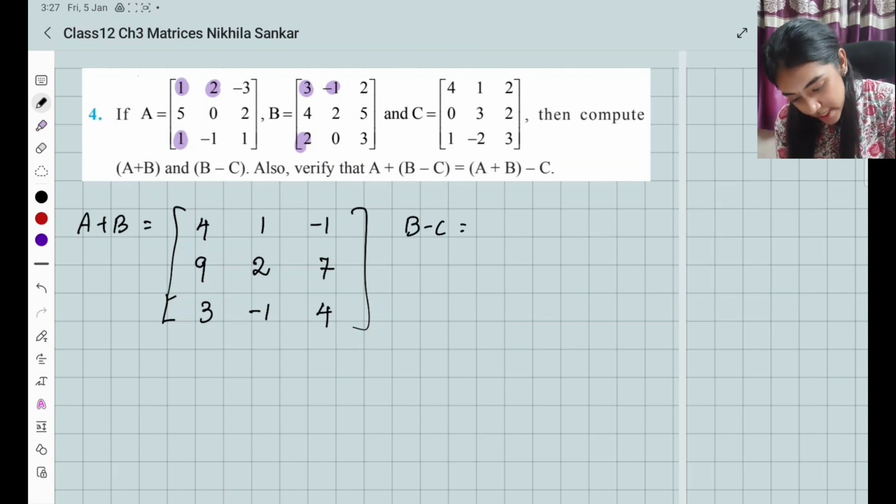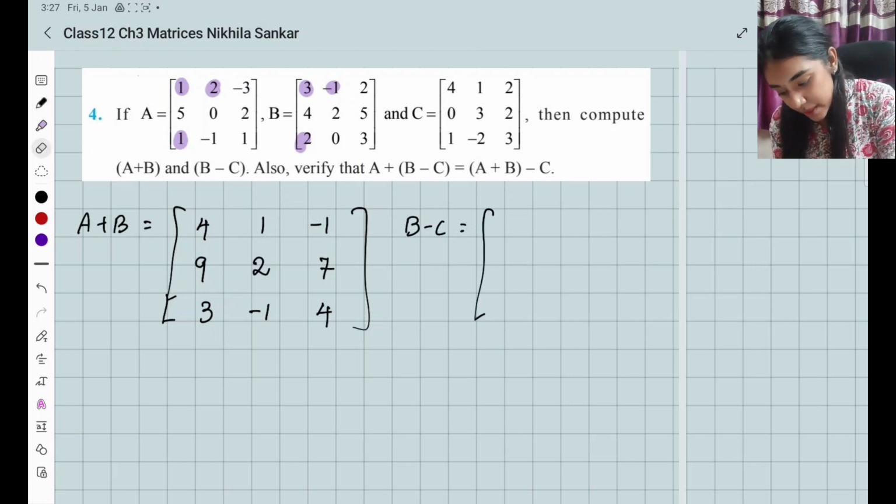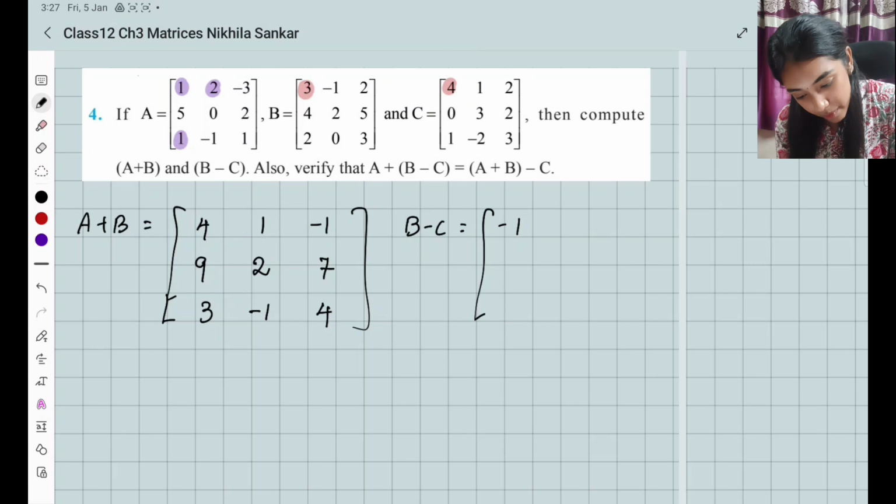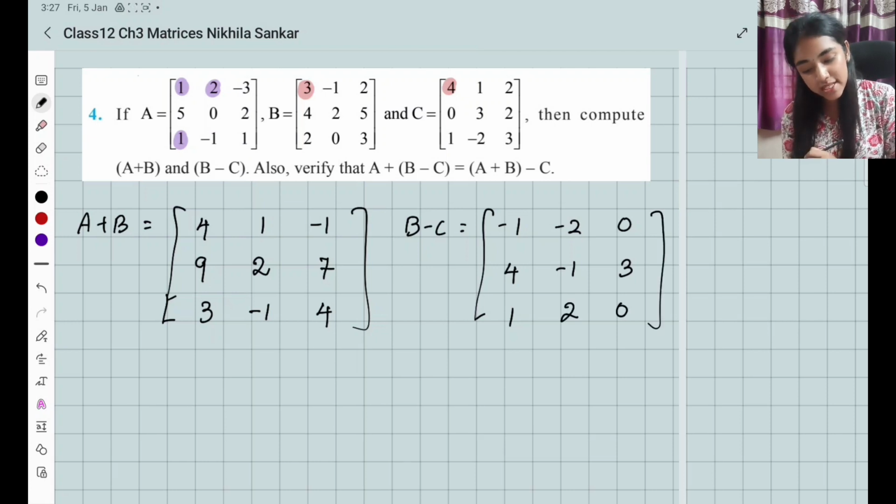Let me write B minus C here. So, when I subtract B and C, let me erase this. For B minus C, I have 3 minus 4. So, 3 minus 4 is going to be minus 1. Minus 1 minus 1 is going to be minus 2. 2 minus 2, 0. 4 minus 0, 4. 2 minus 3, minus 1. 5 minus 2 is 3. 2 minus 1 is 1. 0 minus of minus 2 is 2. 3 minus 3 is going to be 0. B minus C is also found.